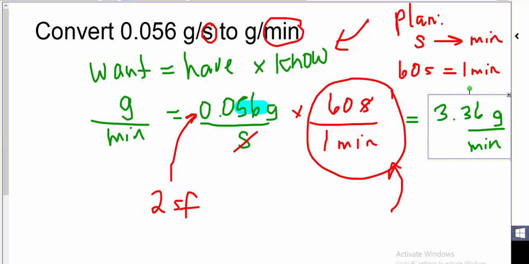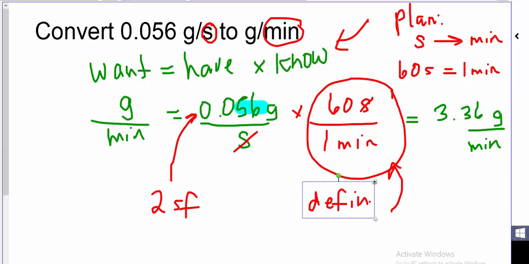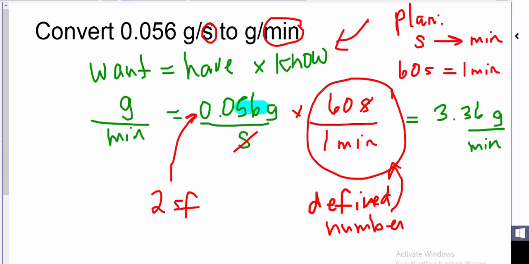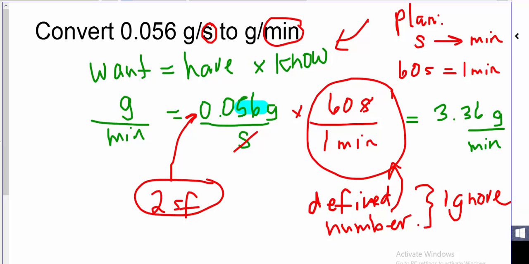Do I include the sig figs here when I'm considering how many sig figs I can have in my answer? And the answer is no. This conversion factor, 60 seconds in 1 minute, is an exact or a defined number. So because there's exactly 60 seconds in 1 minute, we're going to ignore these values when we're trying to figure out the number of sig figs in our answer. So 2 sig figs is what I need to have in my answer then.